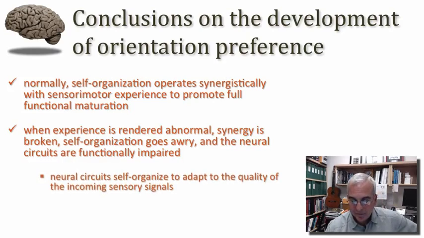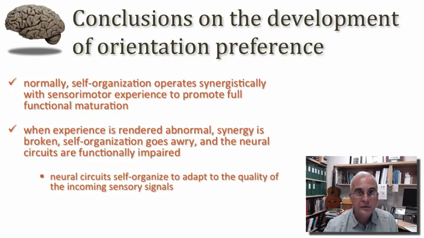Now, these neural circuits self-organize to adapt to the quality of the incoming sensory signals. So by self-organization going awry, I mean relative to the synergy that our brain has evolved to anticipate from the world in which we live. But when that synergy is abrogated by some kind of ocular impediment, in our case keeping the eyelids closed, or perhaps in clinical populations, congenital cataract, for example, would be one human condition that we would model through this method of keeping the eyelids shut.